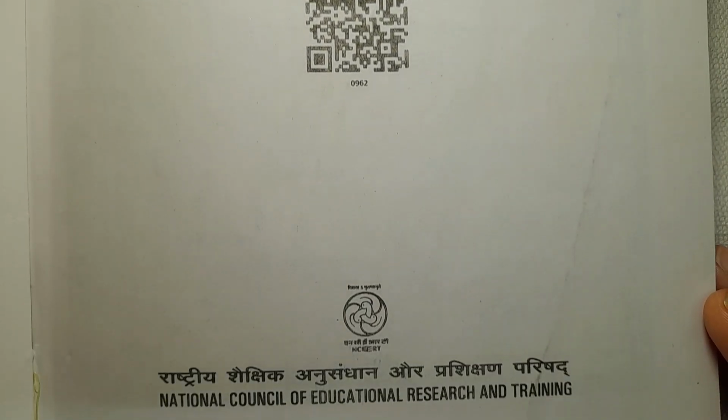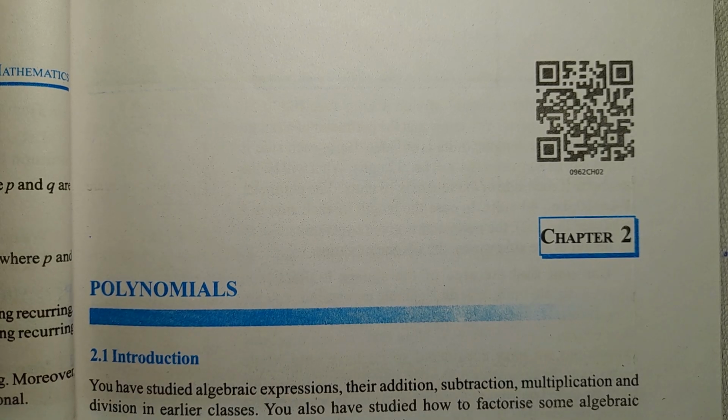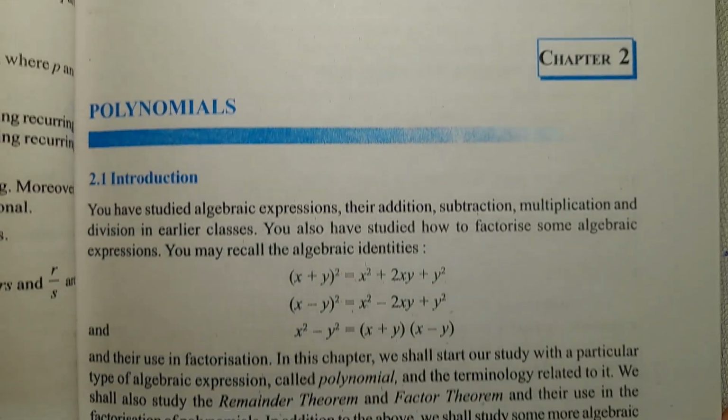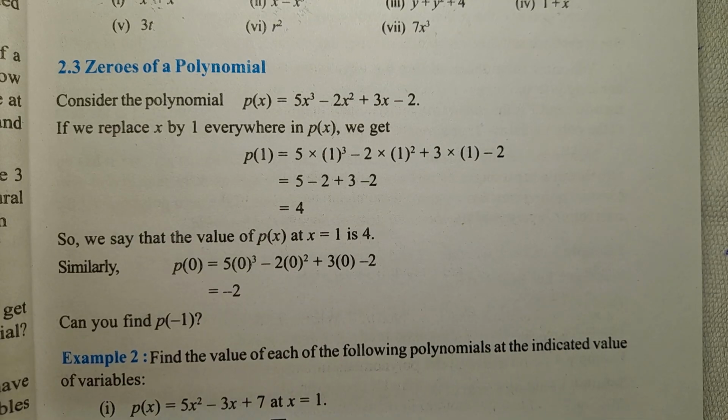Class 9th Mathematics, NCERT syllabus. Chapter number 2, Polynomials. Article number 2.3, Zeros of a polynomial.